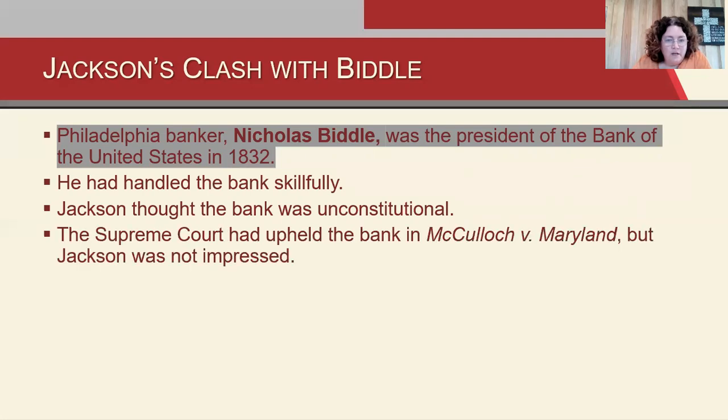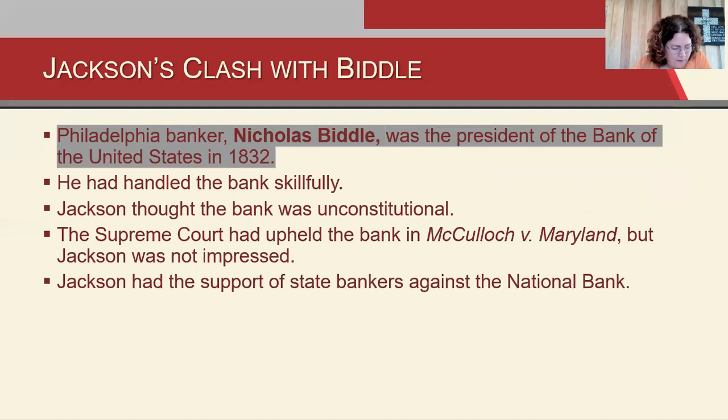He thought the national bank was unconstitutional. The Supreme Court had upheld the bank in McCulloch v. Maryland, but Jackson was not impressed. He said, "I have read the opinion of John Marshall and could not agree with him." Jackson's supporters pursued wealth and power as eagerly as Eastern merchants and factory owners did, but they believed that the Easterners were interested in the bank only to gain special privileges and to maintain a monopoly.